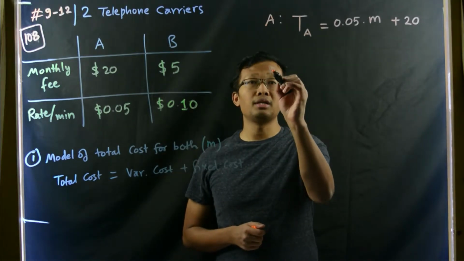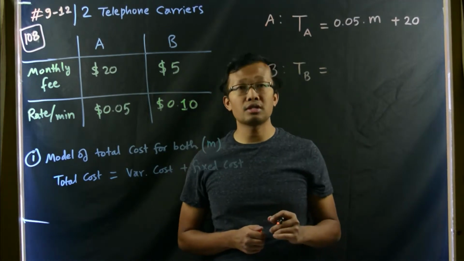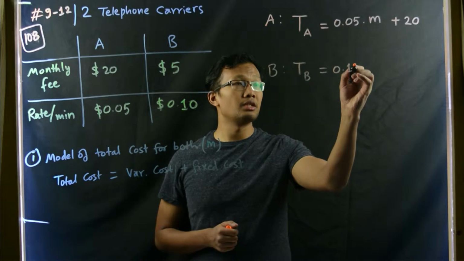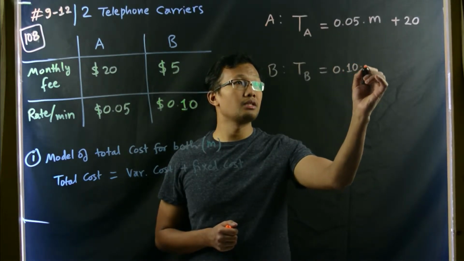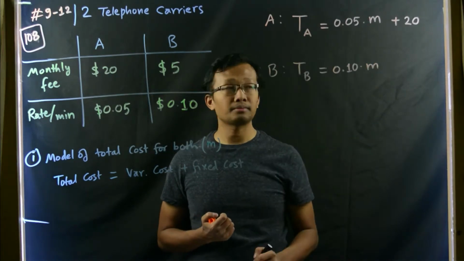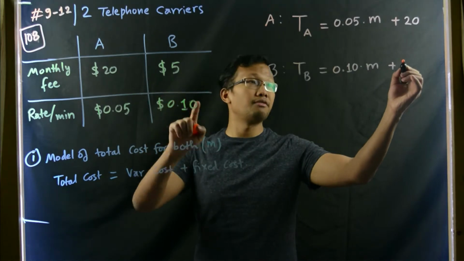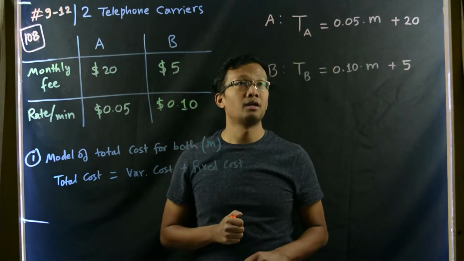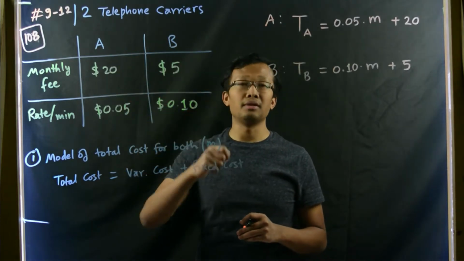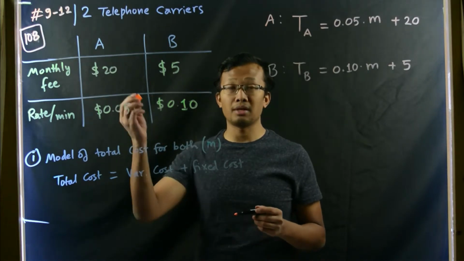Then for company B, let's suppose the total cost be TB. Its variable cost would be the rate of charge per minute, which is 0.10, times the total number of minutes that person used, which is M, and the fixed charge or the monthly fee is $5. So these are the two models for company A or company B if a person wants to use those services by these two companies.